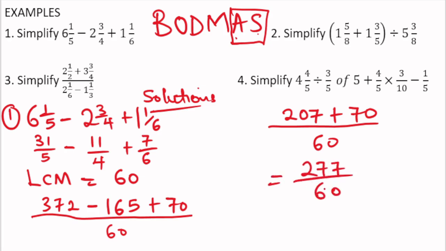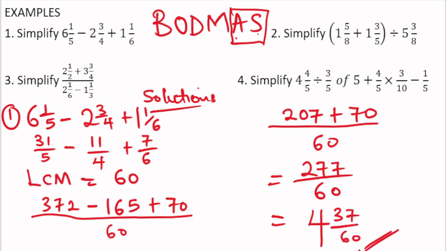But looking at this answer, you see it is an improper fraction. So we have to change it back to how the question came, which is a mixed fraction. Now, how many 60s can we get in 277? We'll get 4. So this is 4 whole number 37 over 60. This is our answer for number 1.